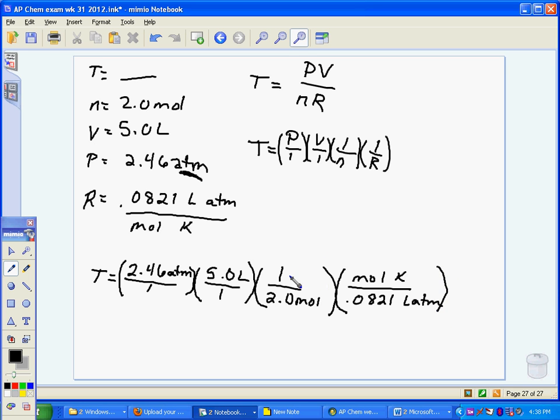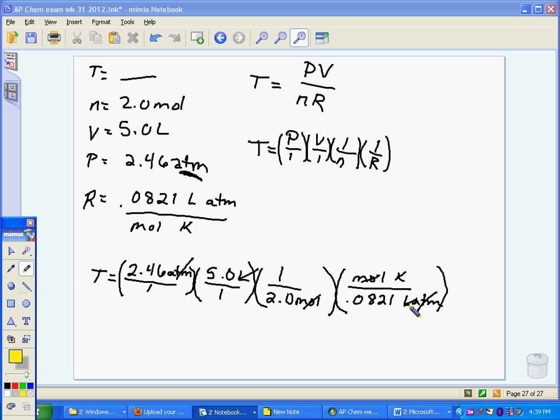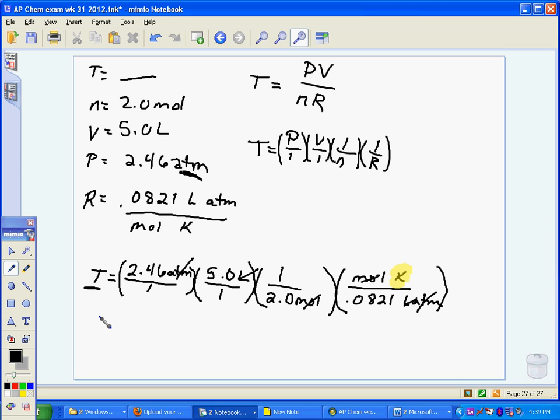Before I touch my calculator, I need to make sure I got this set up correctly to end up with the temperature I need. So I look over here, atmospheres cancels atmospheres, liter is going to cancel liter, mole is going to cancel mole. Therefore, I'm going to be left with the unit Kelvin. And then I ask myself, does that match up with what I'm actually looking for? And yes, it does.